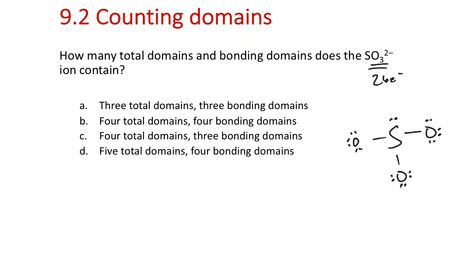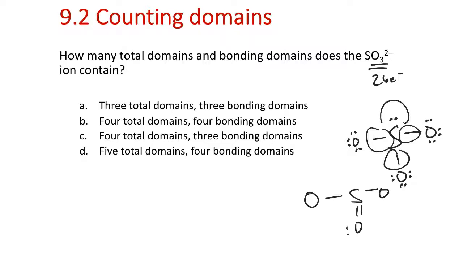Okay, good job on this one. So 4 total domains. So we got 1, 2, 3, 4 domains, and only 3 of them are bonding. And even if you were looking at the Lewis structure with the double bond, you would still say that this Lewis structure has 4 total domains. So the double bond still is just 1 domain, 2, 3 bonding, and then the 4th for the non-bonding domain.